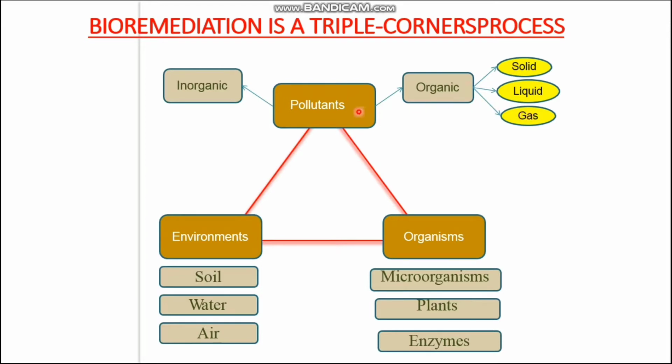So these pollutants are present in the environment, so we have to clean this environment. So what is the environment? It can be soil, it could be water, that is for example water bodies, and also atmosphere, that is air. So how are we going to clean this environment? With the help of organisms in the case of bioremediation. The organism can be a microorganism, plants or enzymes produced by a specific organism. So only we call bioremediation a triple corner process.